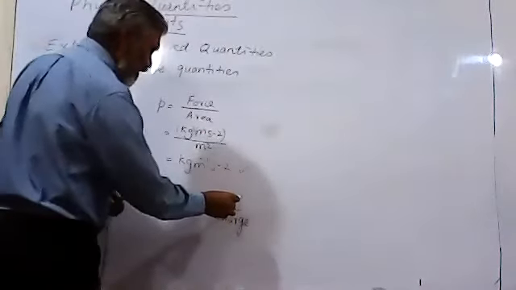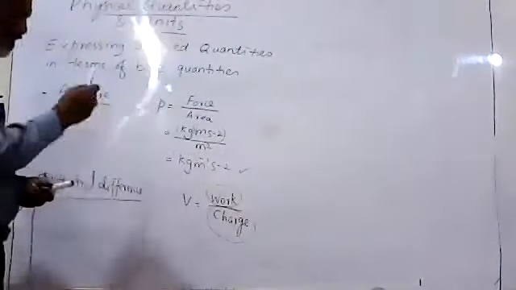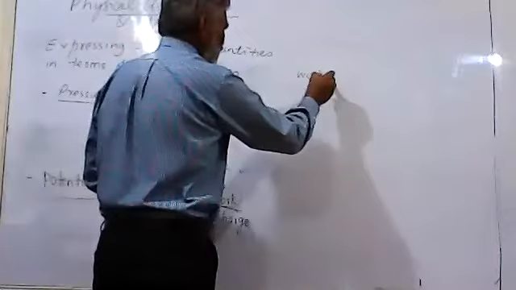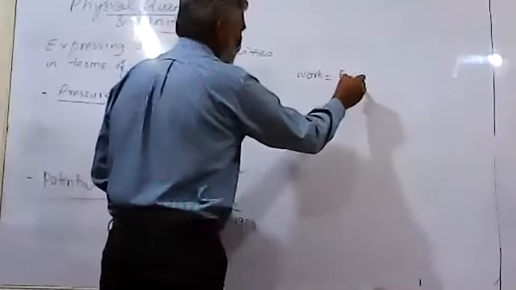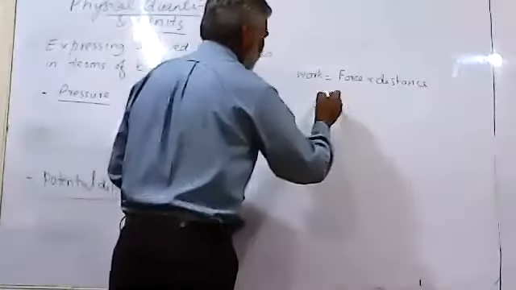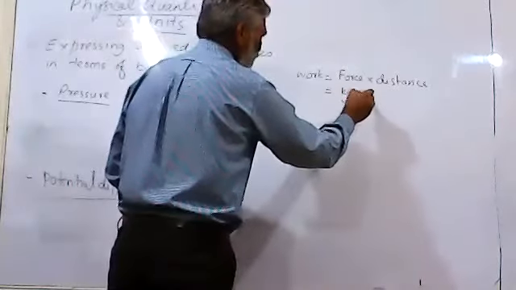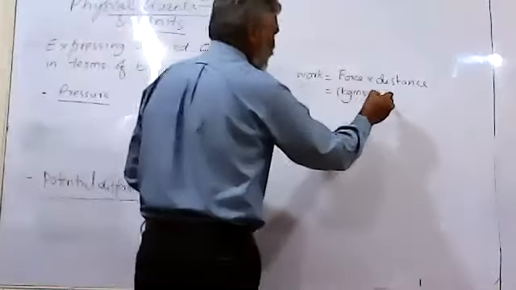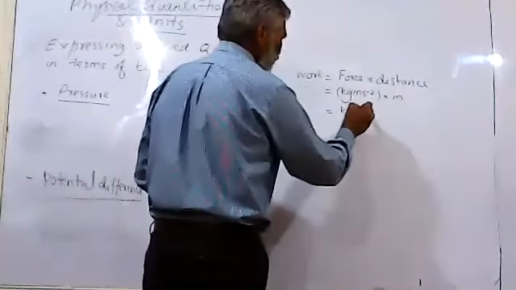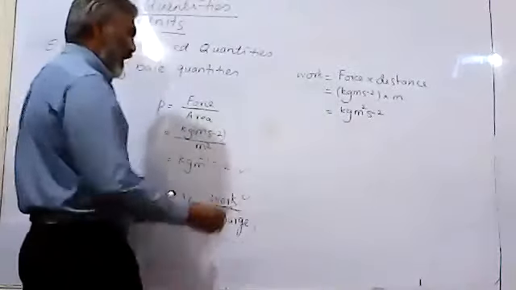If we define work and charge separately, we can come back to this equation again. Work is force into distance. Force into distance means this is kilogram, this is force, and distance is meter. And when I combine them, this is kilogram meter square s minus 2. This is work.